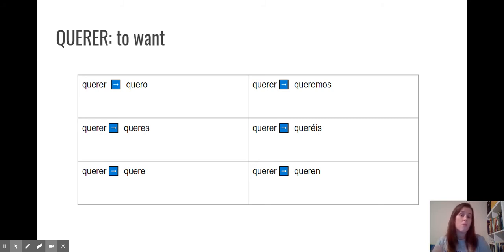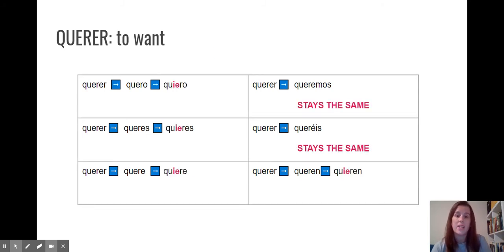So what would the yo form of querer be? What would the él form of querer be? All right, so let's take a look at the final chart. Our final chart is quiero, quieres, quiere, queremos, queréis, quieren. Again, we have the boot verbs kind of taking shape here. IE, IE, IE, and IE, but it does not affect the nosotros or the vosotros form.